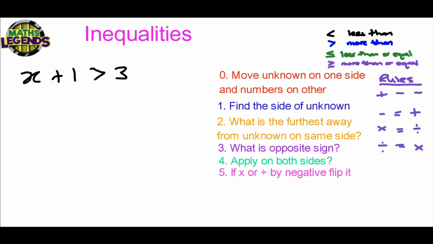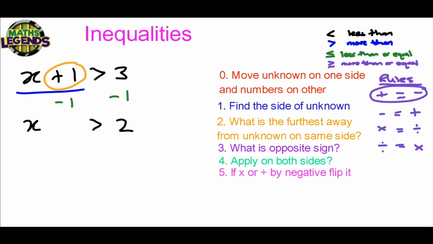Now we don't have x's on both sides, so we move to point number 1. The side of the unknown, x, is on the left hand side. What's furthest away and on the same side? Well, that's the plus 1. What is the opposite sign? The plus goes to a minus, and we apply minus 1 on both sides, and then we simplify. So x stays as x. 1 minus 1 is 0, greater than 3 minus 1, which is 2. Now notice we didn't use times or divide, so we're not flipping the sign. We left it as it is. So here, x is greater than 2. That is your final answer.